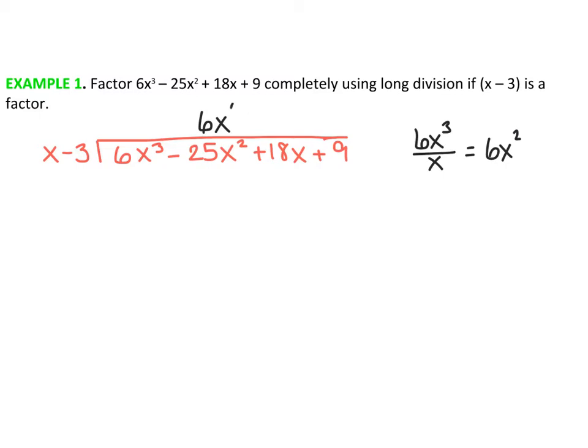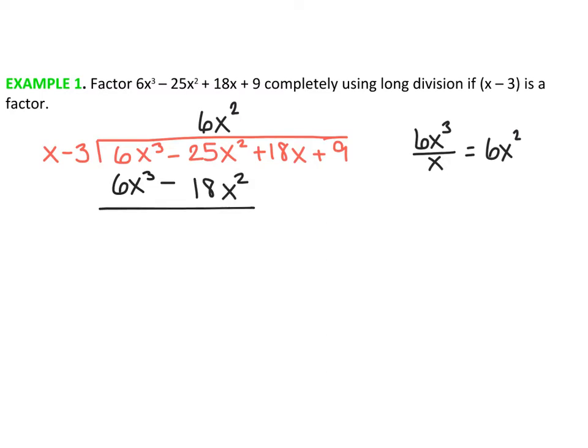Now notice that I wrote that directly above the other x squared term. That's my preferred way of doing it. It helps me keep everything aligned when I line up like terms. So now I multiply. 6x squared times x minus 3 produces 6x cubed minus 24, excuse me, not 24, that was brilliant, 18x squared.